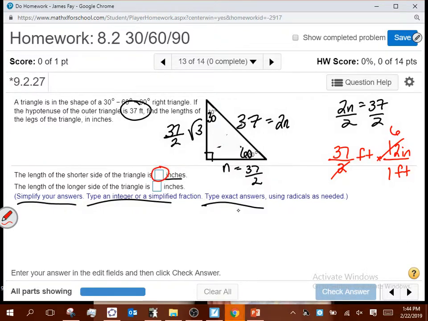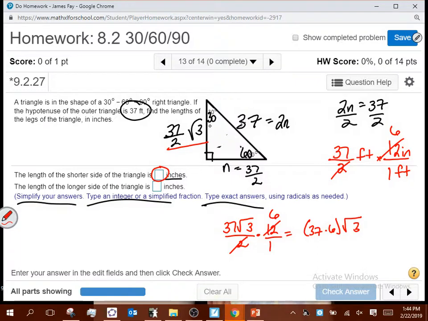Okay. Now, the reason I like this question is because they make you do it this way too. 37 radical 3 over 2. That's in feet right there. You multiply that by 12 inches over 1 foot. I get that. Now the 37 and the 6 are what we need to multiply together, so you'll figure out what that is, 37 times 6, and then times radical 3. Is that right? And then those would be your exact answers that you need to type in.